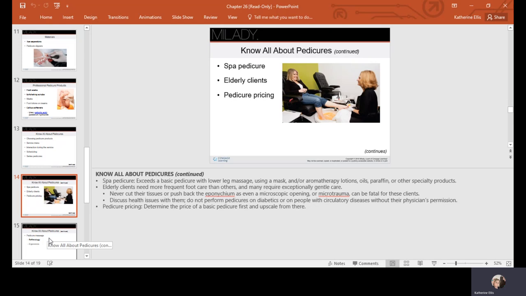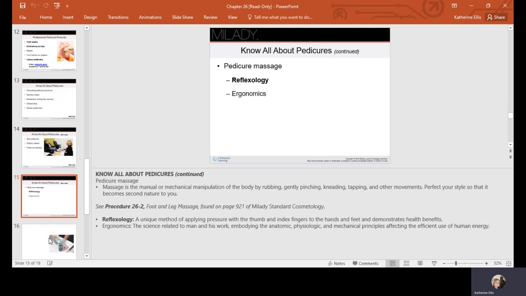Pedicure pricing: you want to determine the price of your basic pedicure and upscale from there. Massage is the manual or mechanical manipulation of the body by rubbing, gently pinching, kneading, tapping, and other movements, and you can perfect your style. So that's effleurage, petrissage, and the friction that we talked about. You can choreograph your own massage movements, and you'll get your flow, as I like to call it, and it'll become second nature to you.